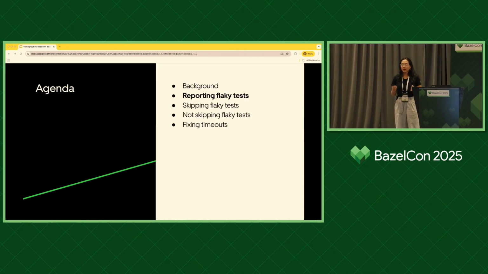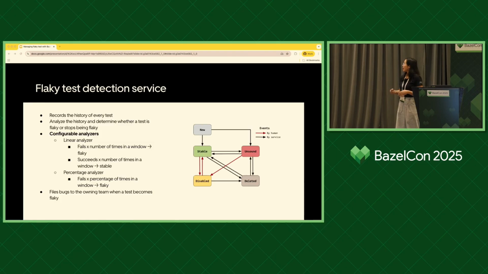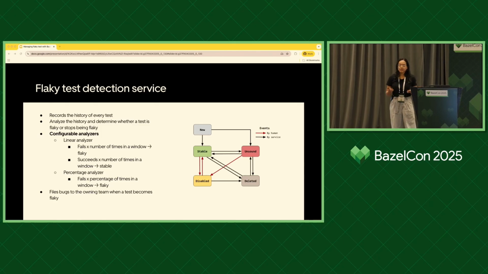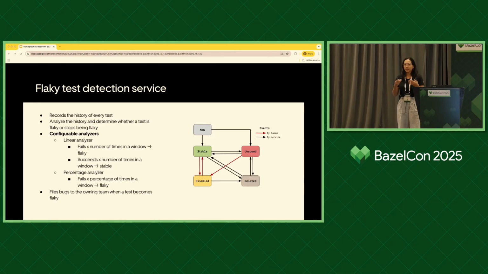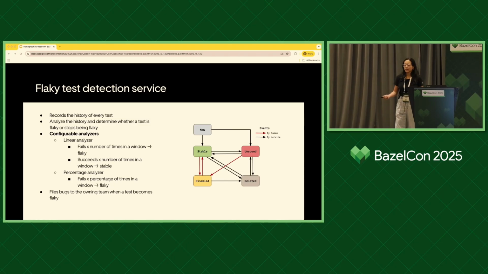I'm going to talk about how we report these flaky tests. As mentioned, we built a flaky test detection service that records the history of every test. It aggregates these test results and analyzes the test history to determine when a test becomes flaky and when it transitions back to stable. The service also provides configurable, pluggable analyzers, so depending on the type of test or the repo, teams can decide how a test becomes flaky or not.